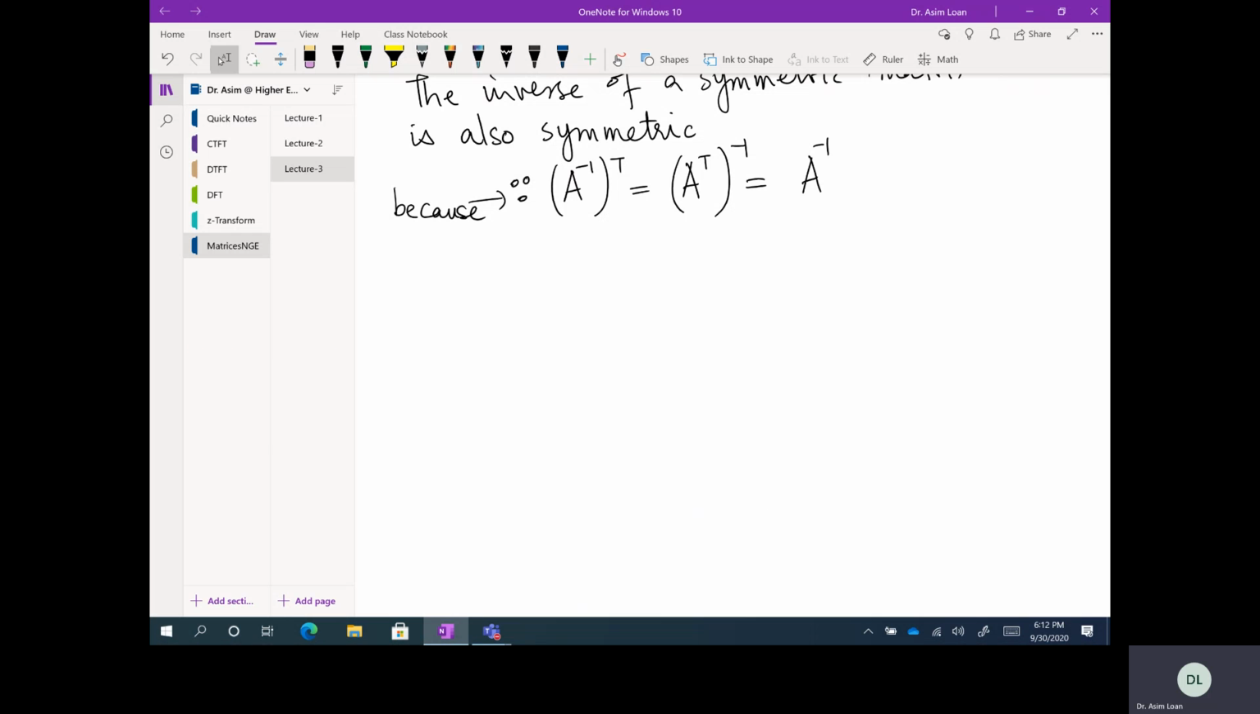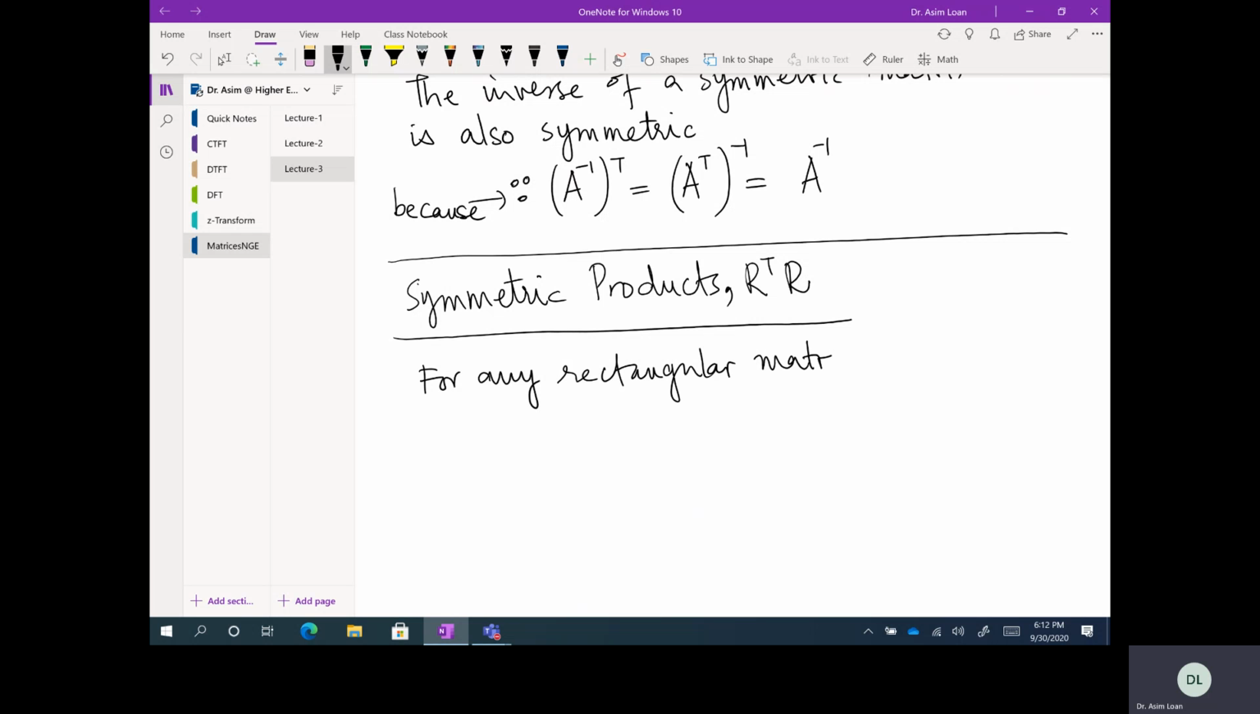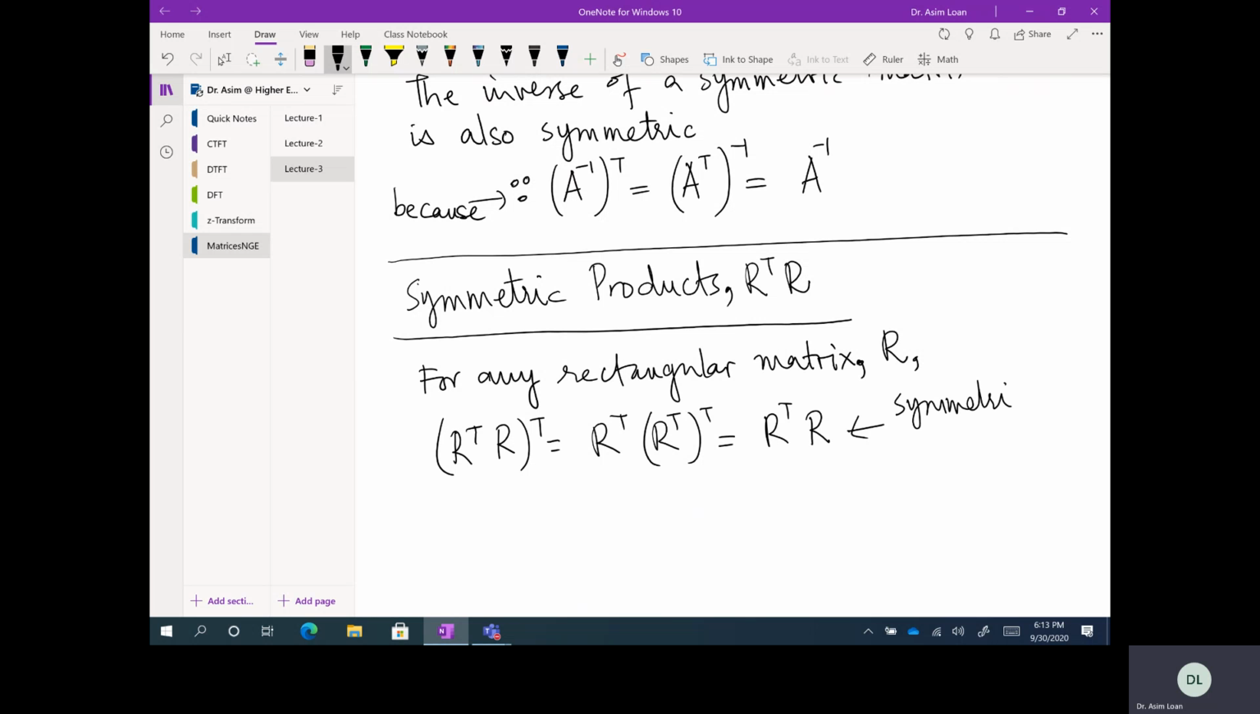And what are symmetric products? Symmetric products are R transpose R. For any rectangular matrix R, (R transpose R) whole transpose equals R transpose R transpose transpose, which is equal to R transpose R. So this means this is symmetric and square. By the way, symmetric matrices have to be square.